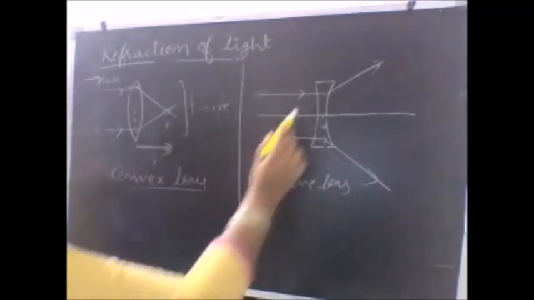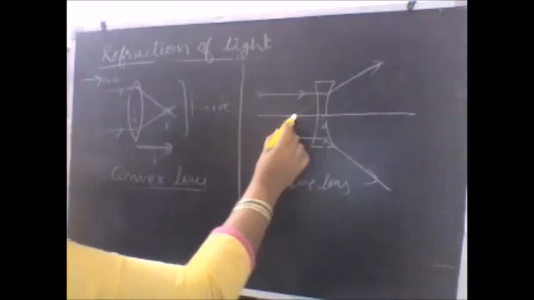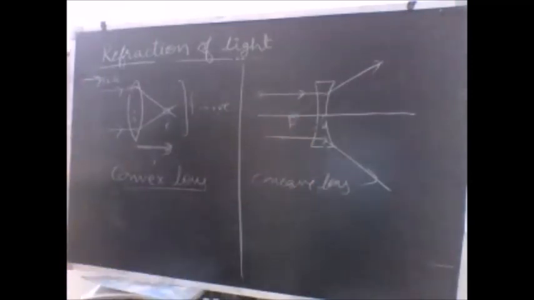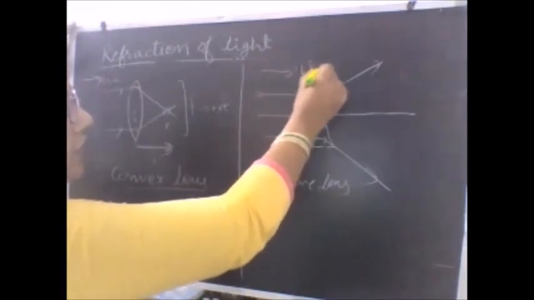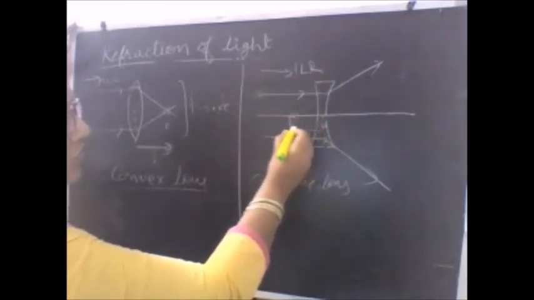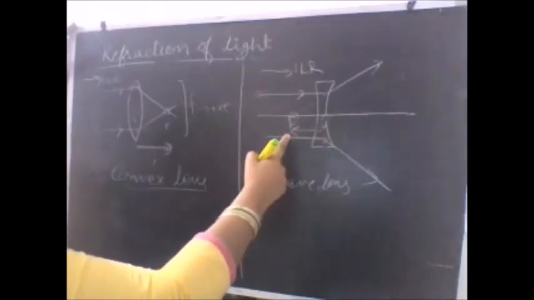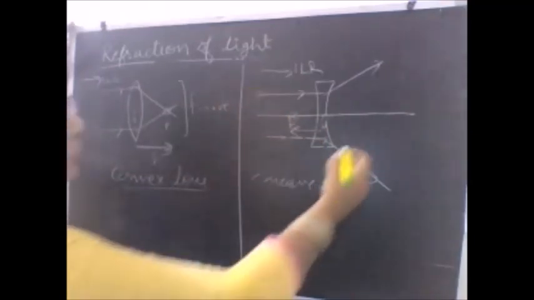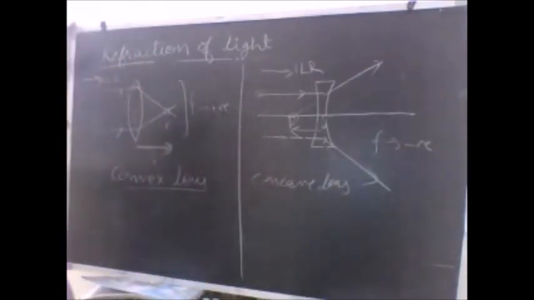So it appears they will diverge, and if we extend the light rays backward, they will appear as if they are coming from the focus. So this is my active focus which is taking part. What is the direction of incident light ray? This is the direction of incident light ray. And what is the direction in which the focal length is measured? From optical center to focus, right to left. Aren't the directions opposite? Therefore here the focal length is given a convention, given a sign minus.